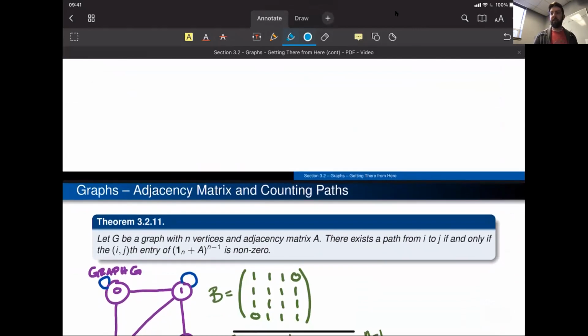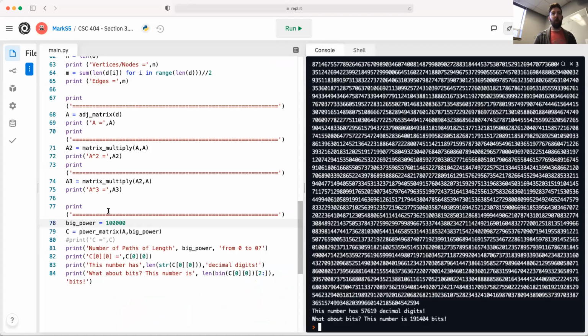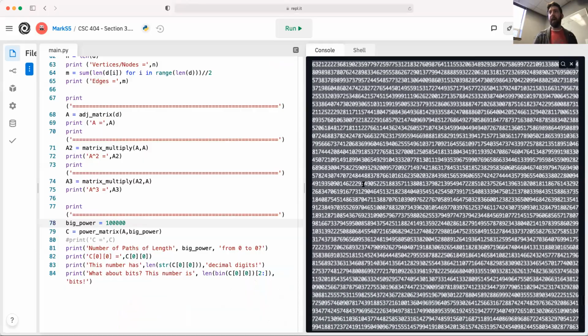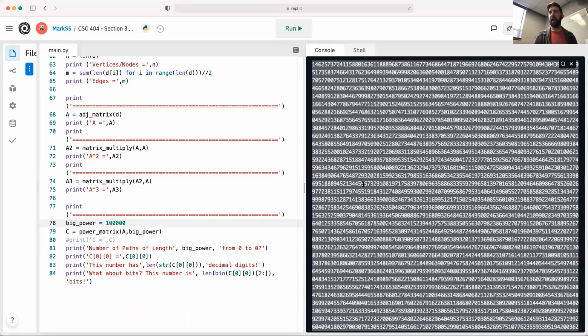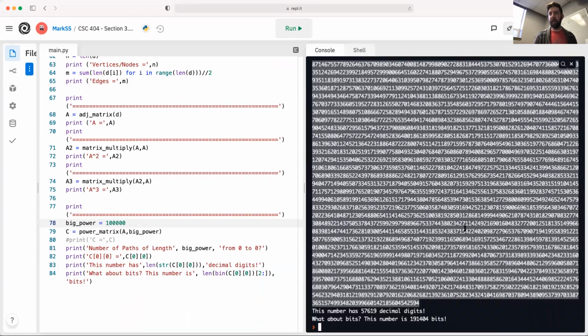I did see that my bit finished, so I'm going to swap back to it. So if I swap my screen back into my Safari page, if I go back to my graph with only 10 vertices, if I wanted to count the number of paths of length 100,000, well, there are that many paths of length 100,000 that start at 0 and end at 0. So that number is 57,000 decimal digits long. And if you converted it into binary, it would in fact have just under 200,000 bits. So it's a big old number.